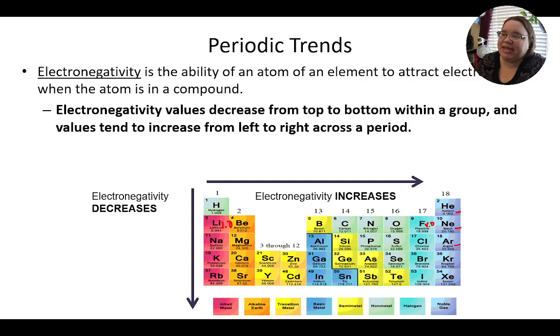The reason neon, argon, and helium have dashes is because they do not attract electrons. They have no attraction to electrons. They don't want them. They got what they want. But everybody else, for the most part, has some type of an attraction.